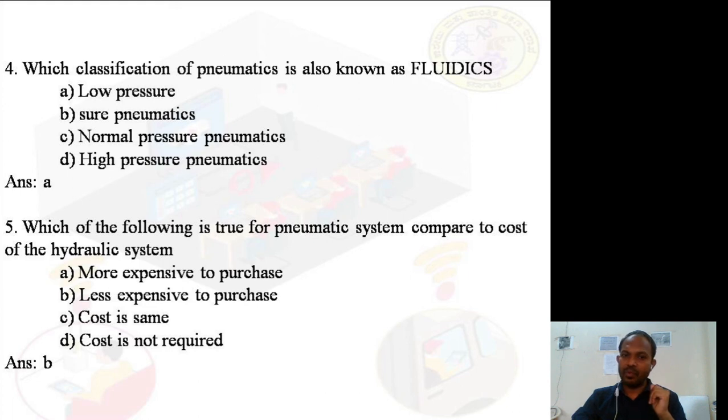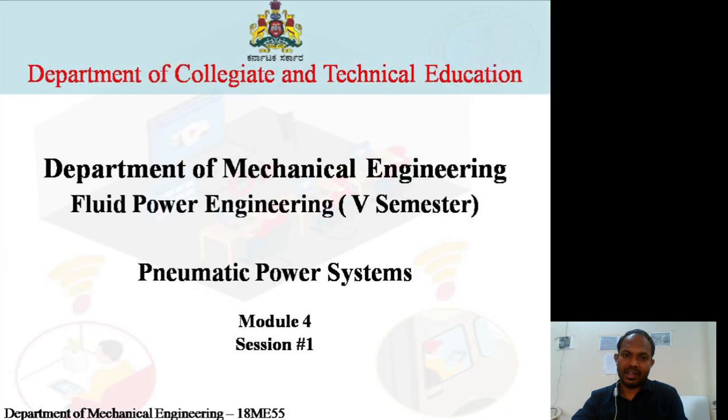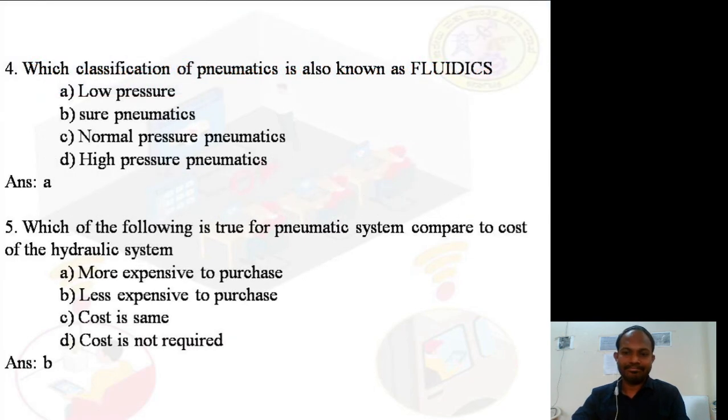Which of the following is true for the pneumatic system compared to the cost of hydraulic systems? More expensive to purchase, less expensive to purchase, cost is the same, cost is not equal. Obviously, my dear friend, when I was talking about the design and the advantages, I told you it is a simple design and there is no need to pay anything for the air. Then obviously our common sense says it is less expensive to purchase than the other. Is it correct? Okay. Now, in the next session we will be talking about the characteristics of the air.